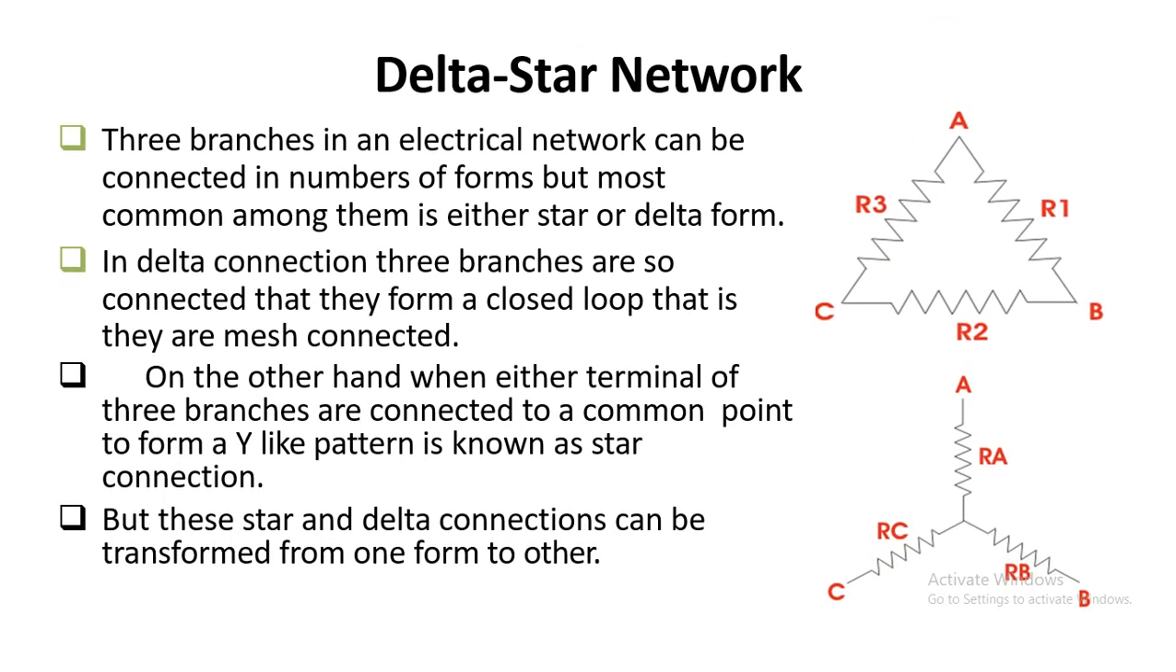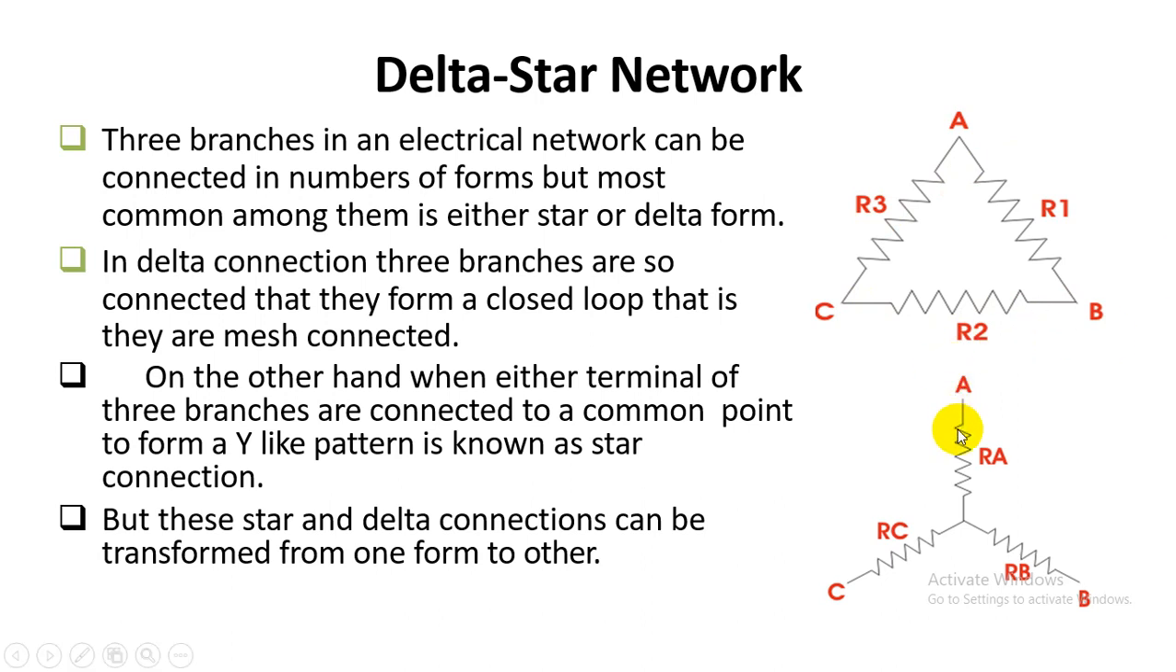So, Delta Star networks are as follows. First one, Delta connection. Here we can see the Delta connection. It's like a delta in shape, and this is one resistance R1 connected between terminal A and B, and one more resistor is connected between B and C, and the third resistor is connected between C and A. Means if three resistors are connected like that to form a loop or closed path, we call that a delta connection.